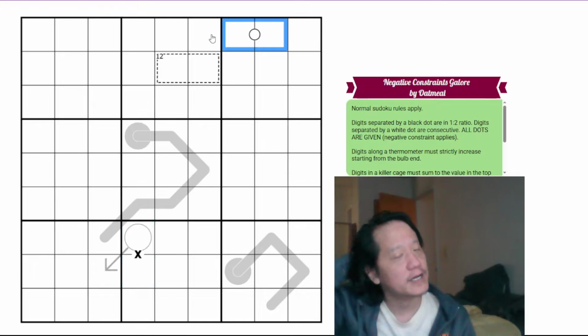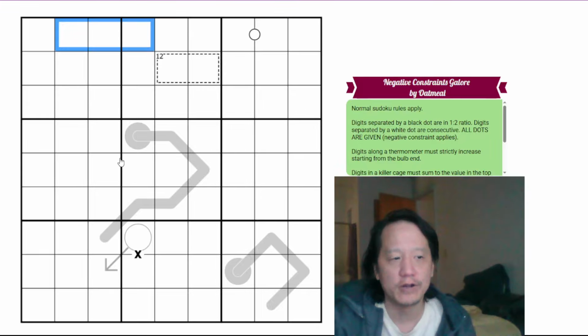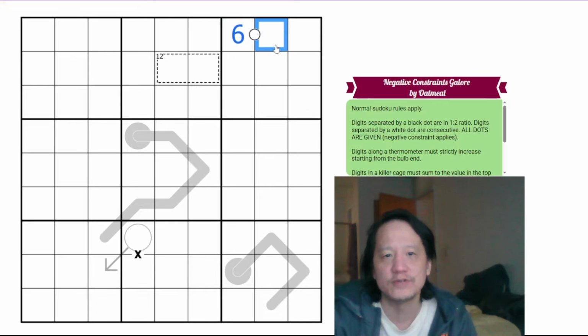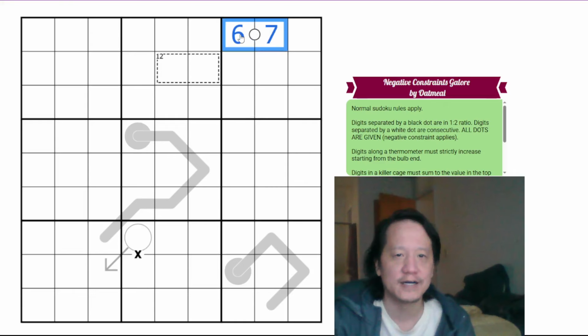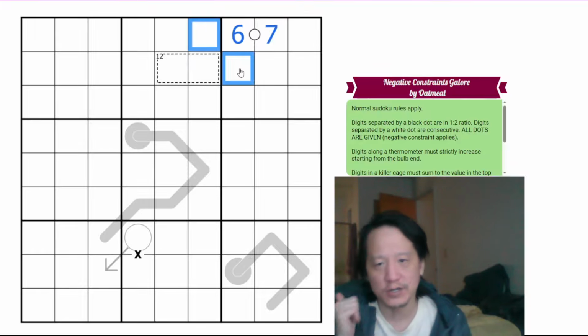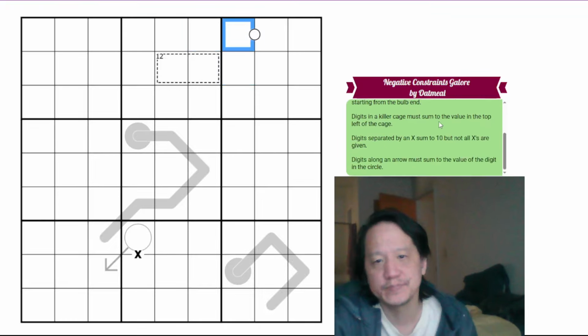That means no two cells which share an edge in this puzzle are in a 1 to 2 ratio. And the only digits which are consecutive are these two digits. Say if this was a 6, this would have to be a 5 or a 7 because this dot means that these digits must be consecutive. But it also means these two cells cannot be 5 or 7 because there is no white dot between them, and we know all dots are given. So that is what the negative constraint means.